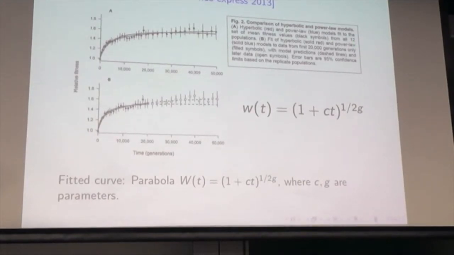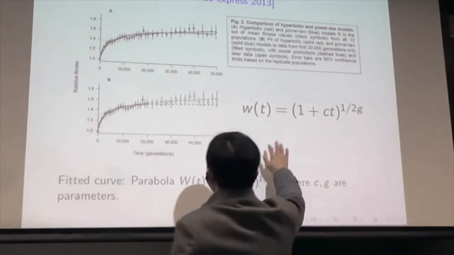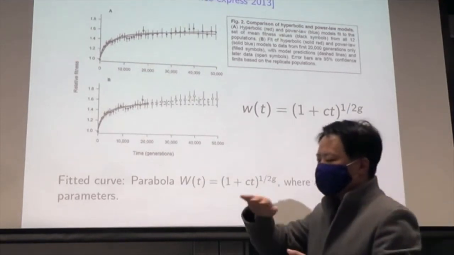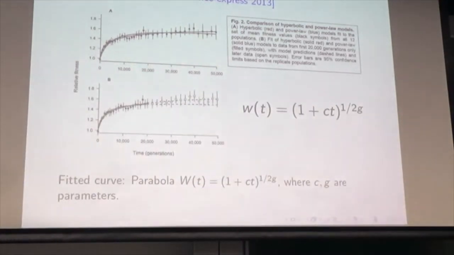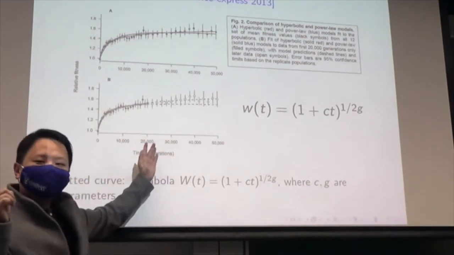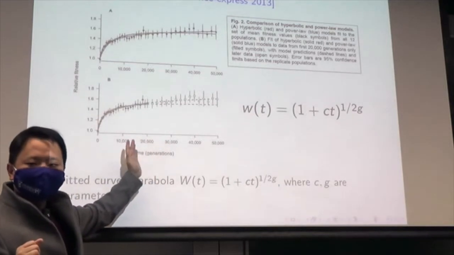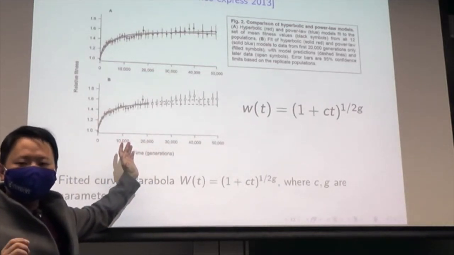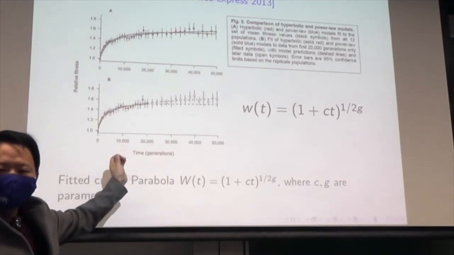So they propose two models. One is this power law model, the parabola. Another is the hyperbolic model, which has an upper bound. For this one, WT, it has only this time in days, or in what? You say generations. So one day is one generation. But in one day, there are quite a few cell divisions. Maybe 10. There are a few.